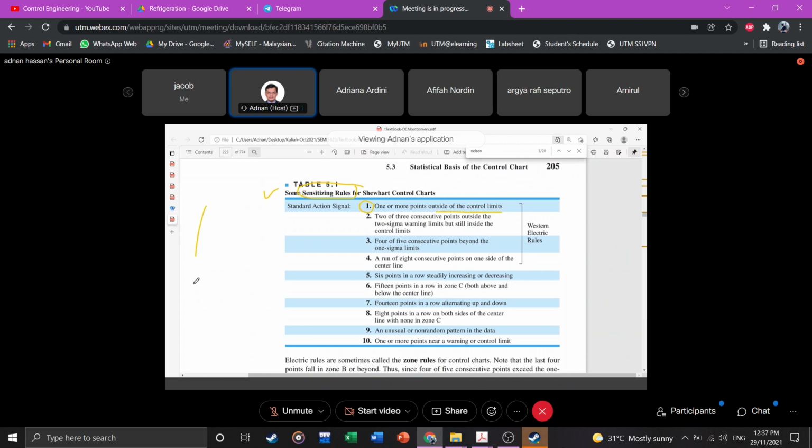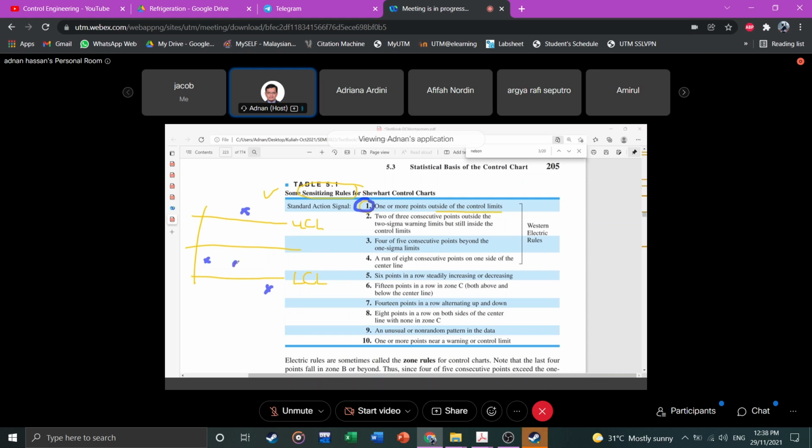So what happened is, we have this control limit, the upper control limit and the lower control limit. In this rule, we only consider one point outside the control limit, only this outside. Okay, this is rule number one. But actually, there are more rules, which consider a point inside.